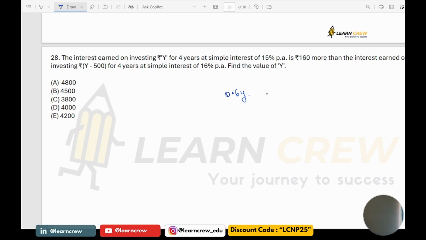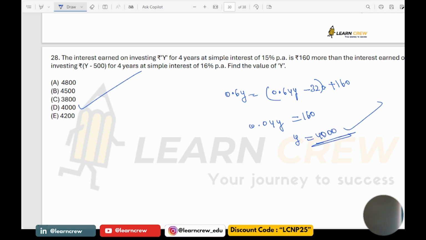How much? 0.64y minus 320, and it is given that 0.65 is how much more? 160 more. So if I simplify this, 0.65, 0.04y, 0.04y is equal to 160. So y is equal to how much? 4000 is the answer. So answer is 4000.